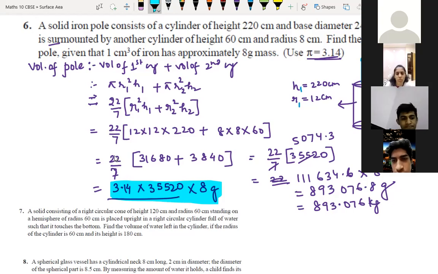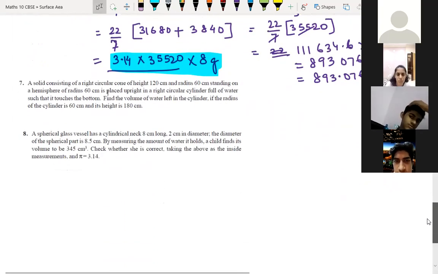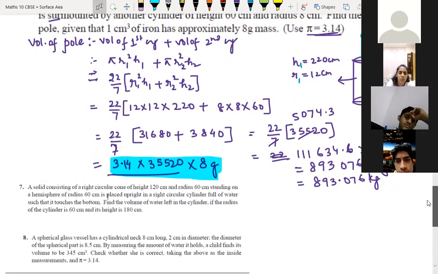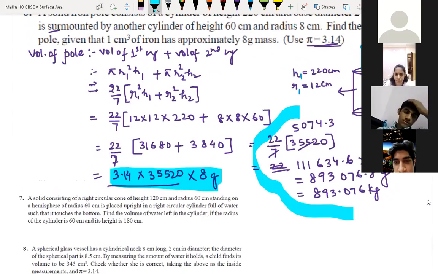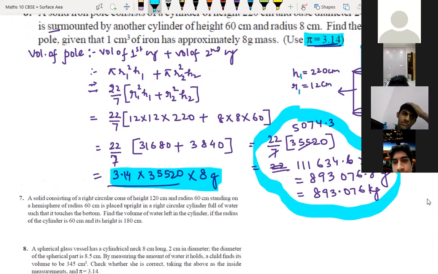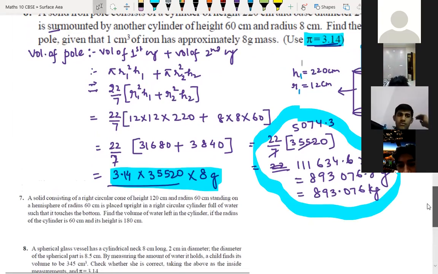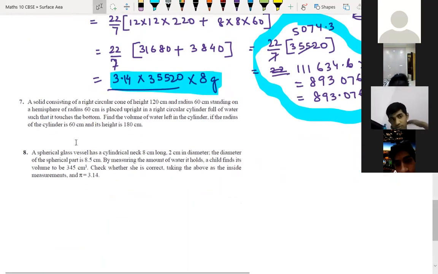So next question is question number 7. Understood, no, Javian? Yes, I understood, sir. We have not seen that the question has asked 3.14, that's why we did not do that. Okay, question number 7.